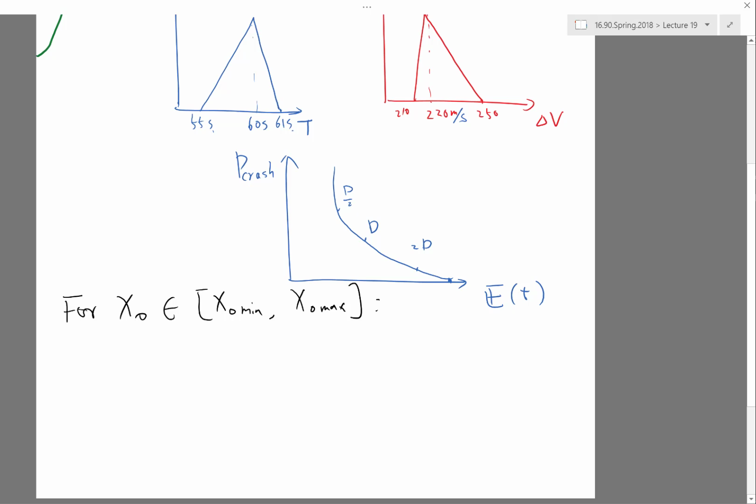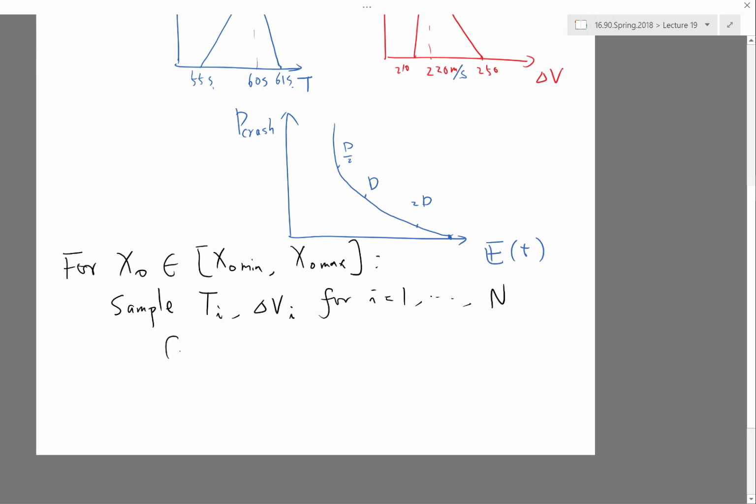So you're going to sweep over these different initial starting points, and for each x0 we are going to sample, let's say, ti and the delta vi. All right, so for i equal to 1 to big N, let's say N being the total number of samples, compute two things. Compute my estimated time of arrival, ETA, being a function of x0, ti, delta vi, right?